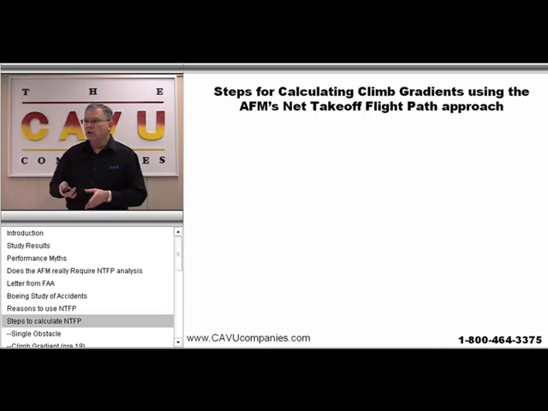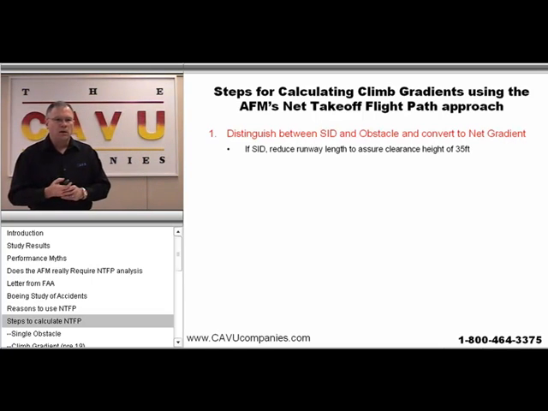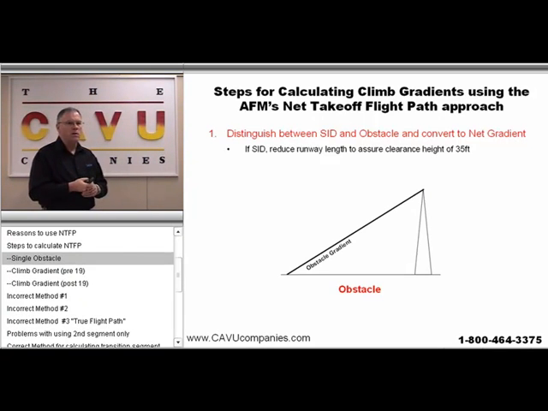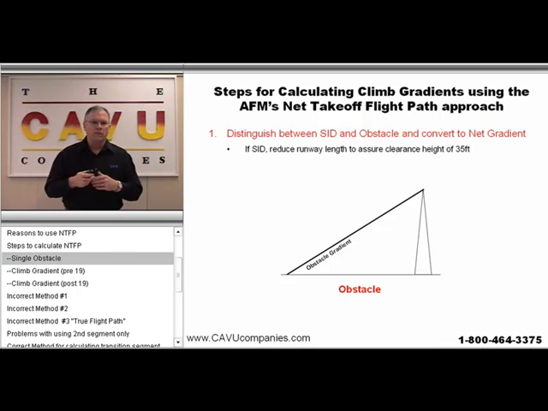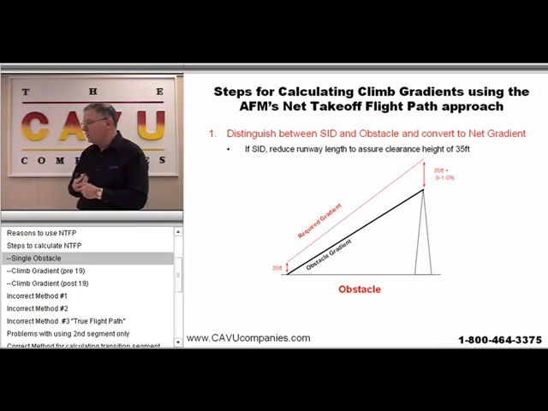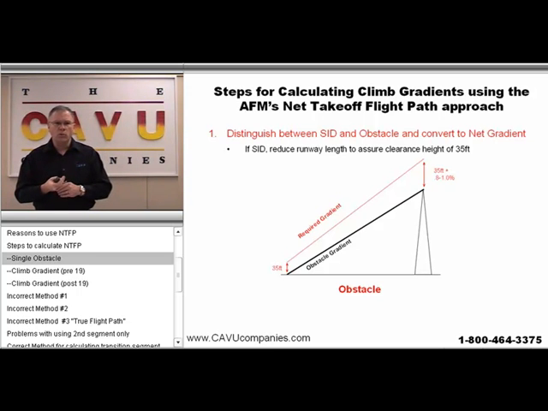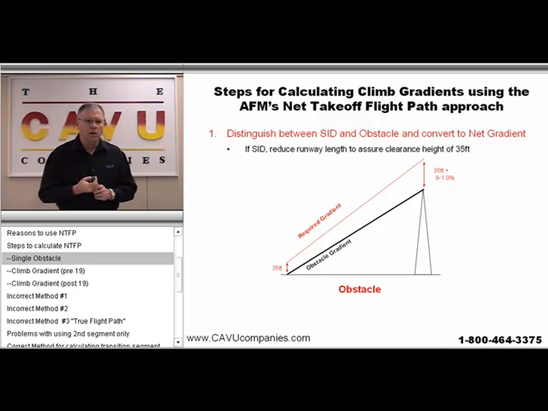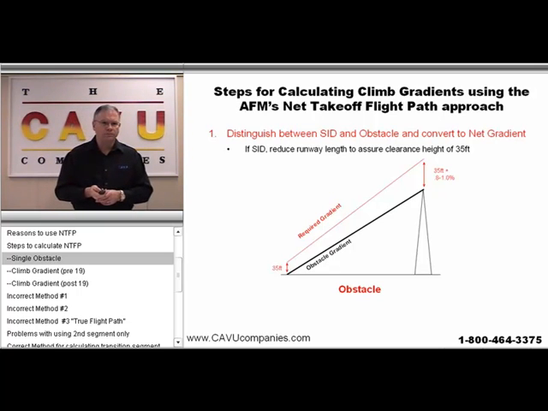The difference between SIDs and obstacles. This is a classic example that you find in your training classes, where you have a known obstacle, a certain height, a certain distance from the end of the runway. It's a very simple calculation to give you an obstacle gradient, and then applying your net takeoff charts to this will give you your nice 35-foot clearance on a net path. Very simple calculation. Everyone does it during their initial and recurrent training.